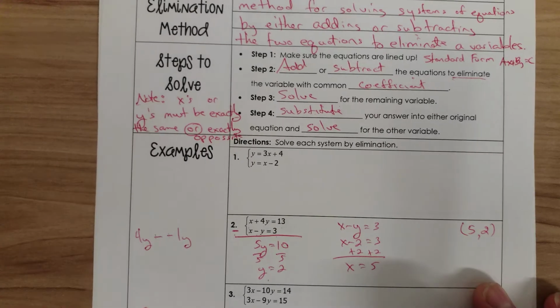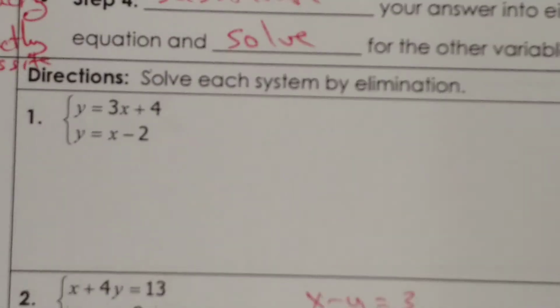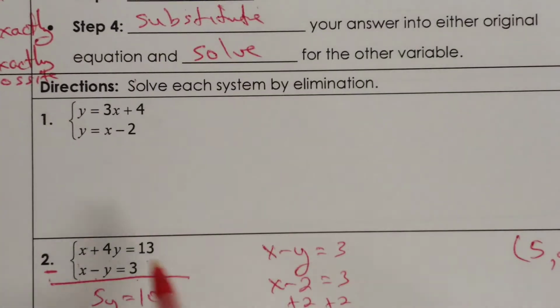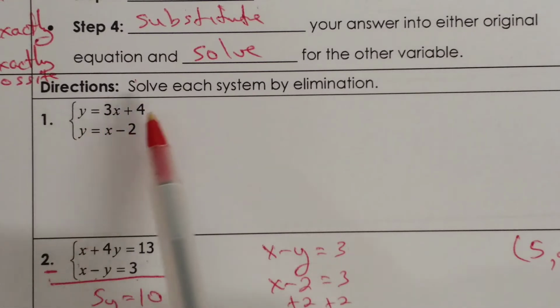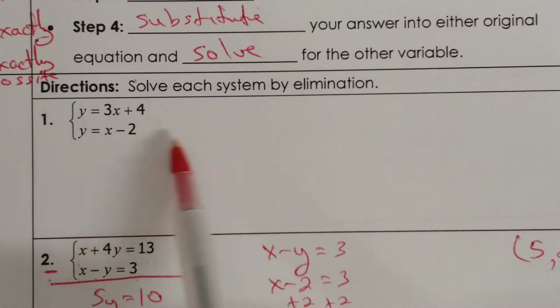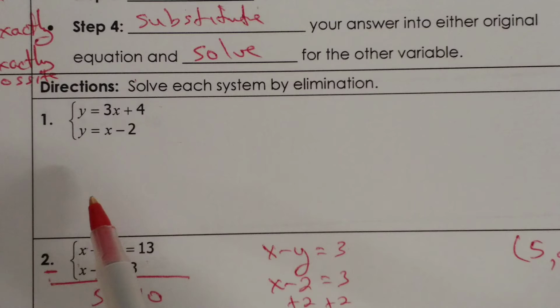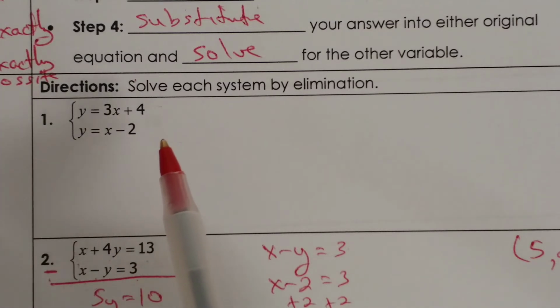So look at number 1. Now we'll go back to 1. This is one that if I saw, I would probably either graph it real quick because they're both in slope-intercept form, or I might even use substitution where I would plug 3x plus 4 in for y here. So if you see one like this, I probably would not use elimination. But if we want to use elimination, then let's show you what that looks like.